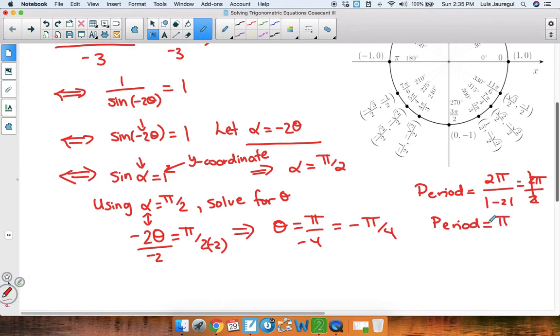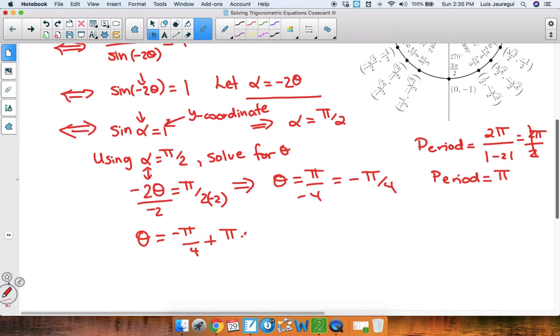Now we're going to use this period to add it to the previously obtained angle to get our actual values of theta that happen to be between 0 and 2 pi. So theta is equal to negative pi over 4 plus pi, which is the period. Now let's multiply that pi by 4 over 4 so we can get the common denominator, and this is simply negative pi over 4 plus 4 pi over 4, which simplifies to 3 pi over 4. So this is one of the angles that we want to use.